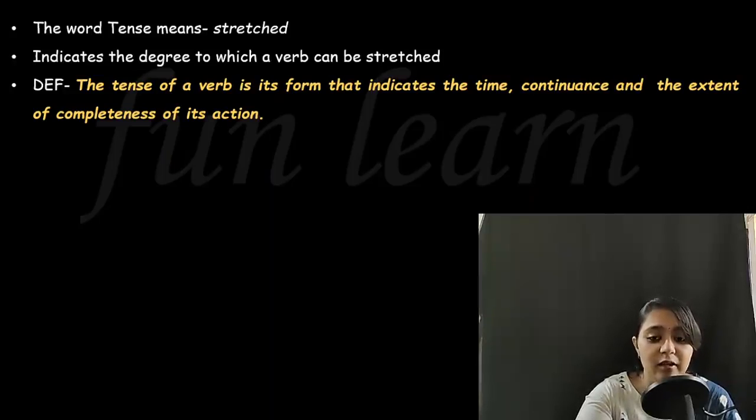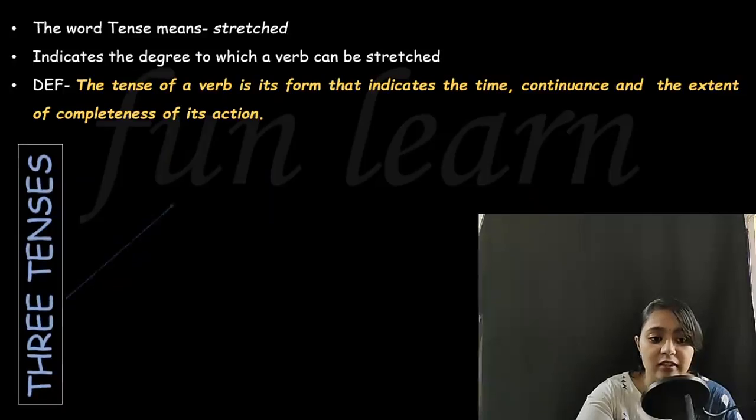It indicates the time, like what time we are doing it: we're doing it today, we're doing it tomorrow, we're doing it at 5 p.m. This is what is meant by time. Continuance means to what extent we are continuing the work. Have we finished it, are we still doing it, or are we going to do it? And the extent of completeness: has the work been completed? These are the sentences where we show how much of our work has been done. That is called tense.